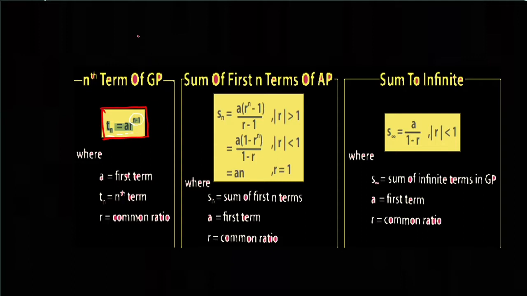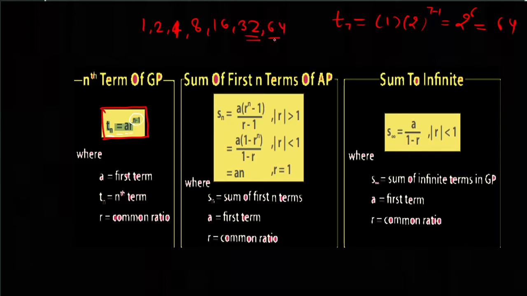For example, in a series like 1, 2, 4, 8, 16, 32, if you want to find the next term, there are 6 terms in this series. If you want to find the 7th term in this series, T7 will be A is 1, and R is 2 raised to the power 7 minus 1, which is 2 raised to the power 6. That is 64. So the next term will be 64, double of 32. Okay.